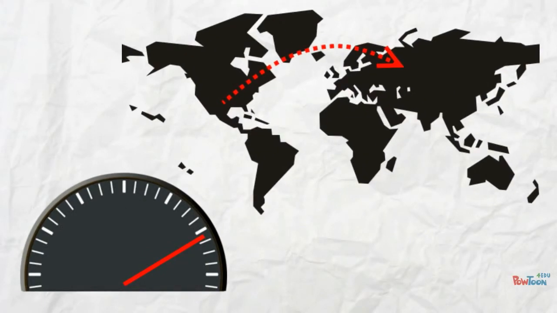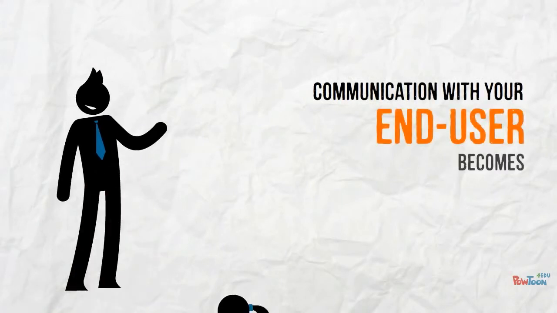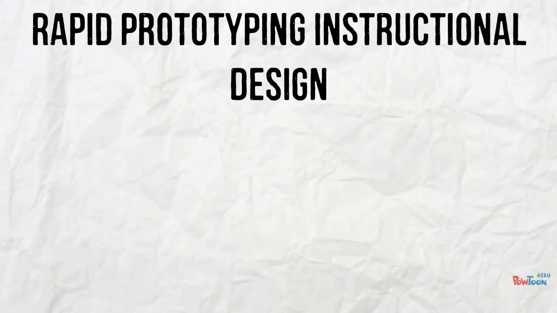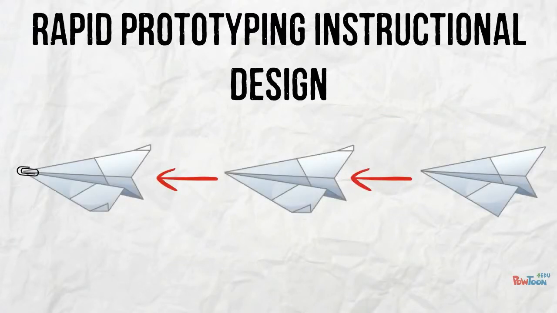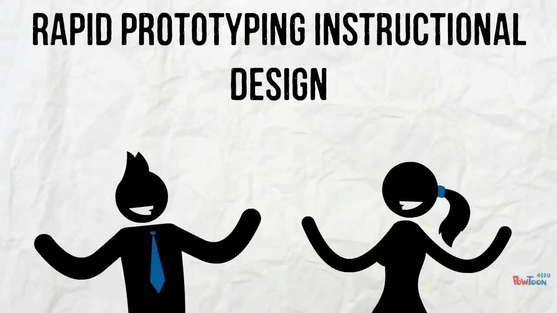If you were given another sheet of paper, what would you do differently? Are you designing for speed, distance, stunts? This is where communicating with your end user becomes important. Rapid prototyping instructional design is much like this process of making a better paper airplane. Through experimentation, you achieve results that better address the objectives.